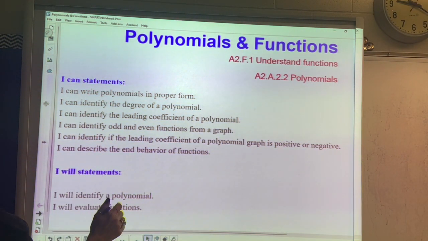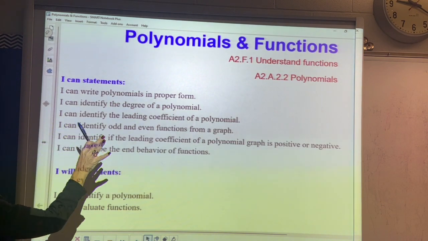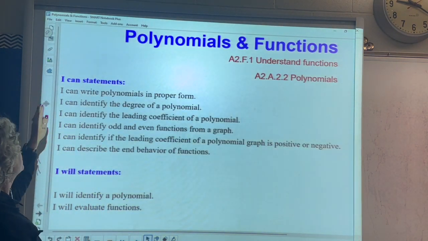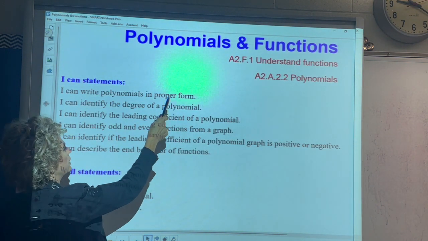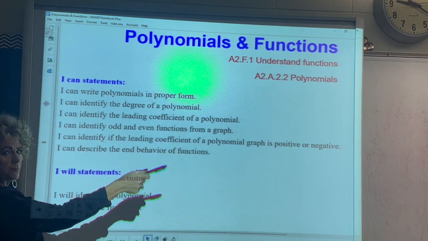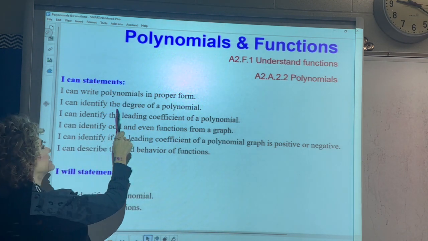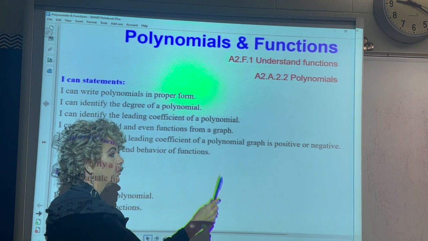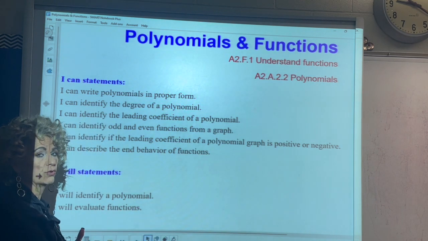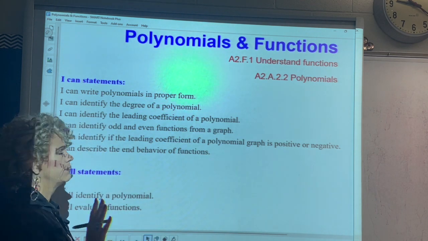Continuing with polynomials and functions. Okay, our I can statements have changed just slightly. I can write a polynomial in proper form from highest exponent to lowest exponent. I can identify the degree of the polynomial. Well, the highest exponent is the degree when you have one variable.